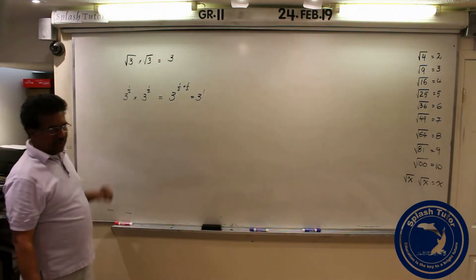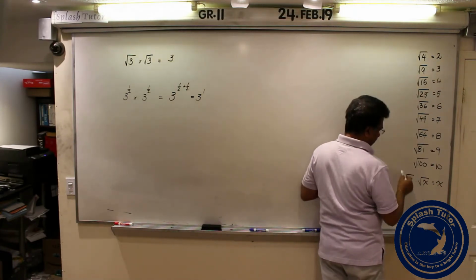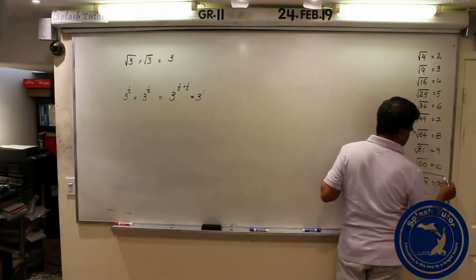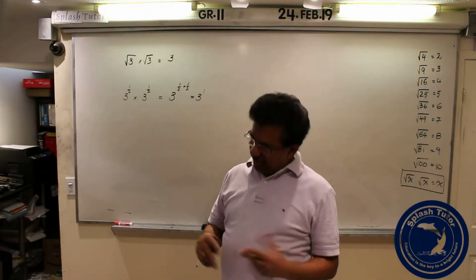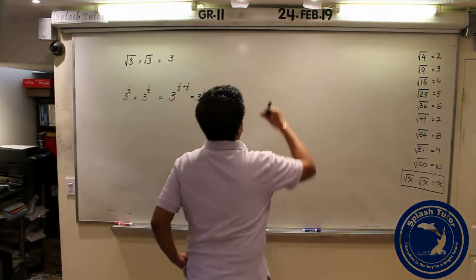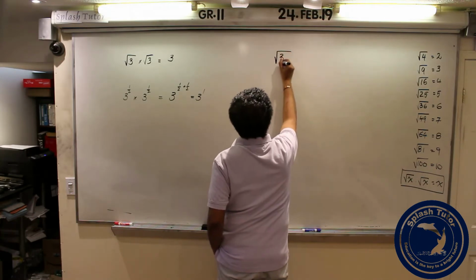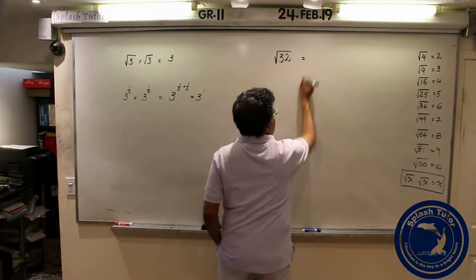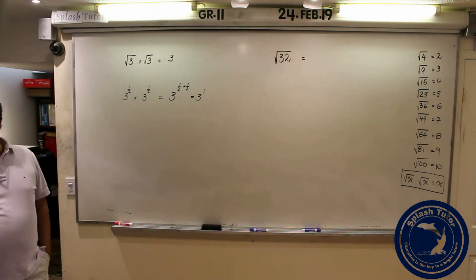So for now, you memorize this. Okay, for now. Later on we are going to use this one. For this unit, you memorize this. That means if you multiply two roots, the root will cancel. Okay, that's what we memorize for now. Say root 32, right? Root 32. The question is, simplify that.